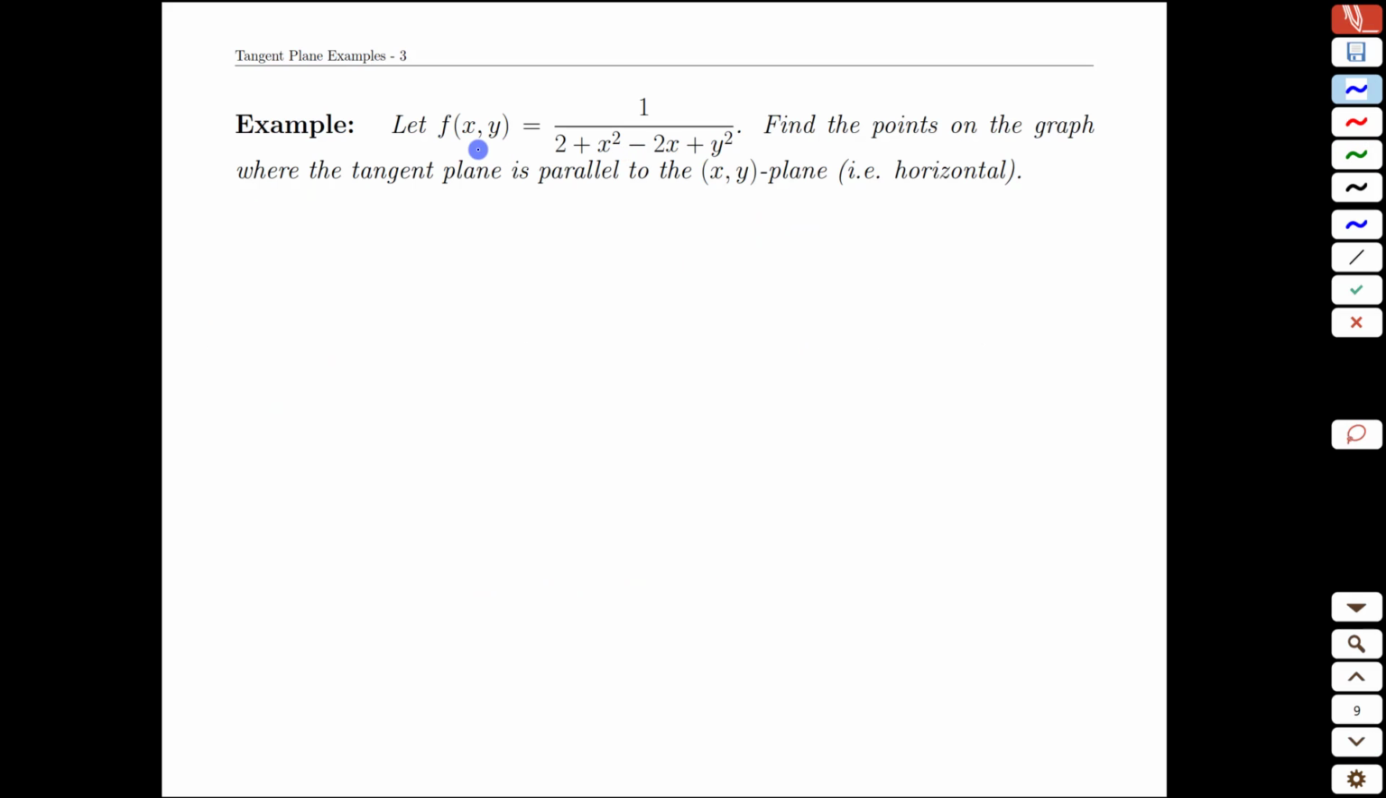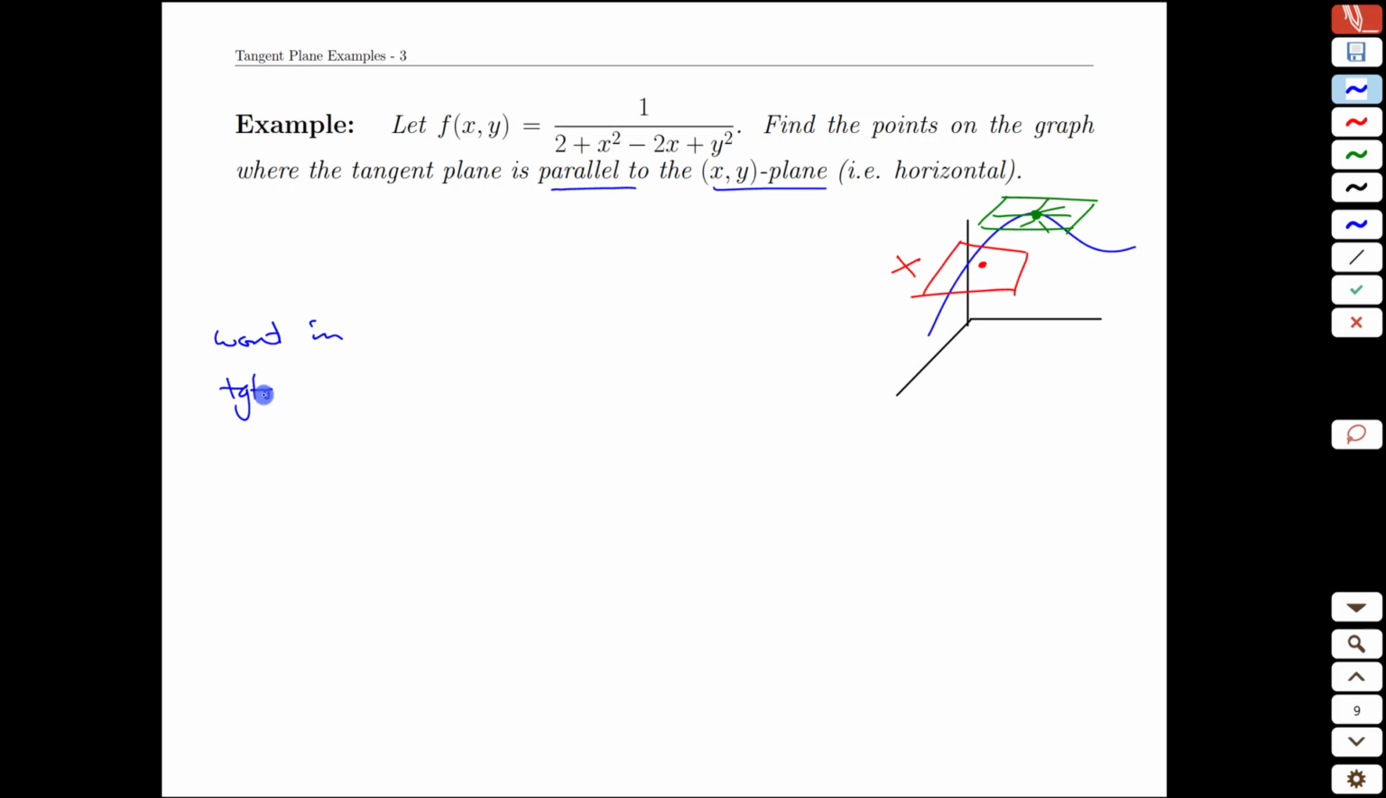Let's continue our examples with this function here, a rational function in x and y. Here we're asked to change our question a little bit. We're asked to find the points on the graph where the tangent plane is parallel to the xy plane, i.e. a horizontal plane. Well, what do we mean by that? What we're trying to distinguish is if we imagine our surfaces doing something, if we pick a point on the side of a hill like this, that is not what we're looking for. However, if we pick a point at the top of the hill, that is going to be a perfectly horizontal tangent plane.